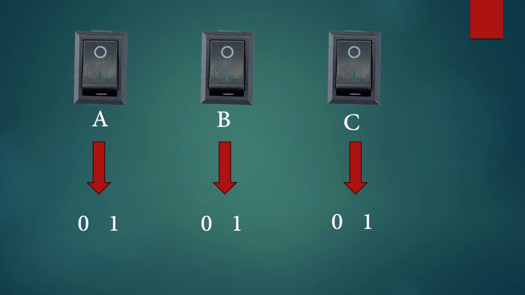Assume we have three switches A, B, and C. Each switch can be 0, off, or 1, on. Our goal is to generate all possible states of these switches. For three switches, this means 8 combinations. Let's look at the three different ways to solve this problem in Python.